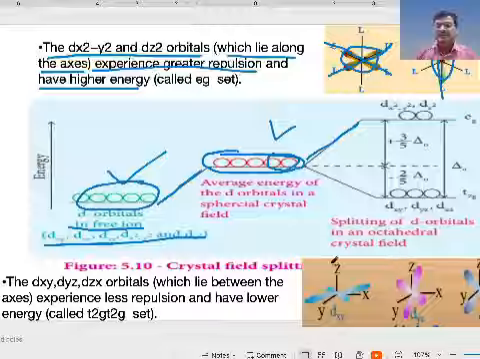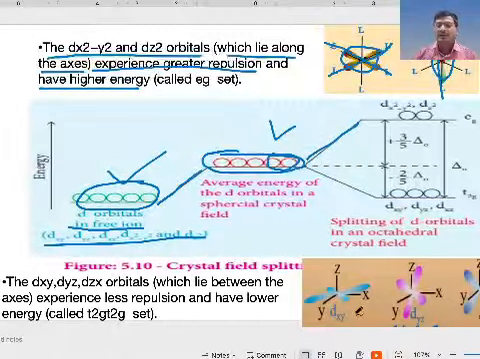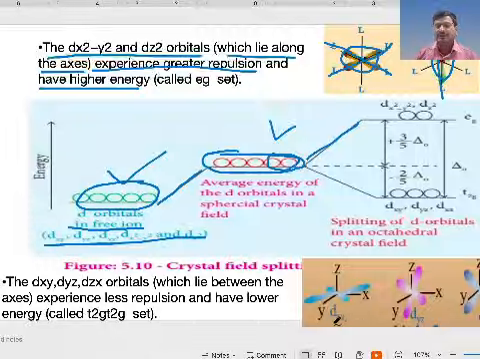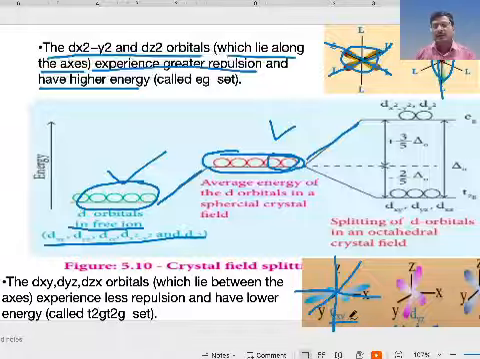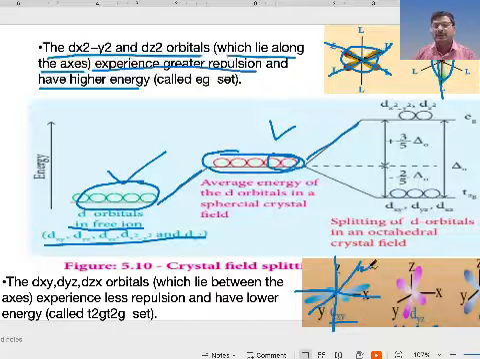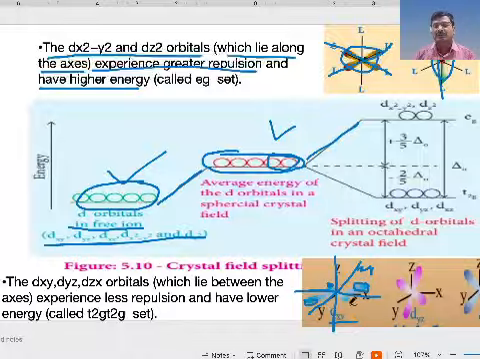Similarly, when you come to the remaining three, xy, yz, zx, the orbital lobes are present between the axes. For example, the dxy orbital. Let us take this as the x-axis, this as the y-axis, and this as the z-axis. Exactly, the lobes of the orbital are present between x and y. This lobe is here, this lobe is here, this lobe is here, this lobe is here. That means in the case of the xy orbital, the lobes are present between x and y.